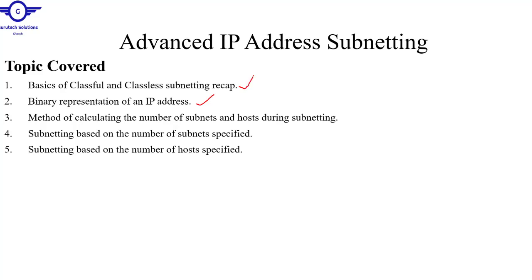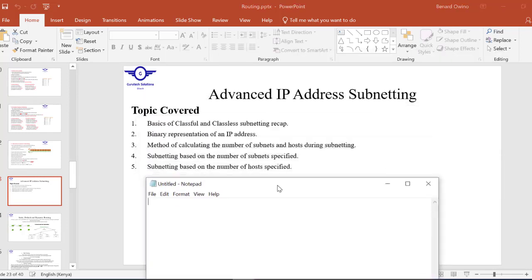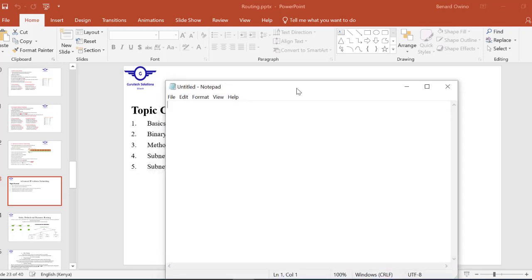So it's time that we do what's called binary representation of IP addresses. For that I will just open Notepad. Binary representation of IP addresses. So for example, let's say you have a subnet mask of 255.255.255.255. A subnet mask is just 4 octets. So we want to convert these into binary.